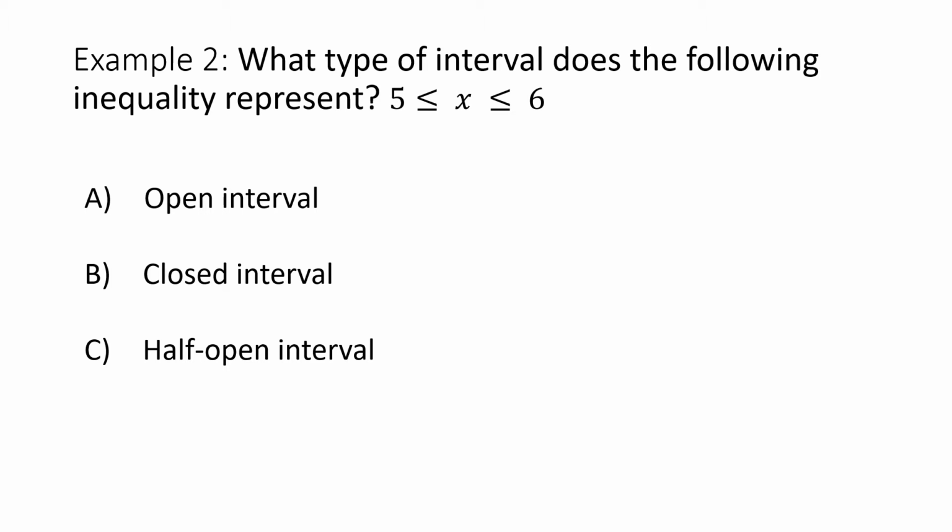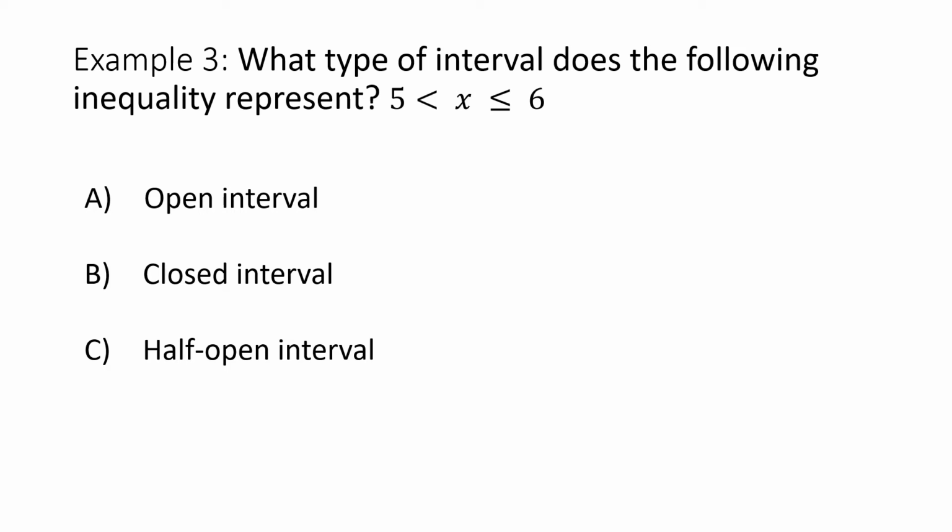Example 2. What type of interval does the following inequality represent? 5 is less than or equal to x, which is less than or equal to 6. Notice that there are lines underneath both of the inequalities, which means it's going to be a closed circle or brackets for the interval, and so that means it's going to be a closed interval.